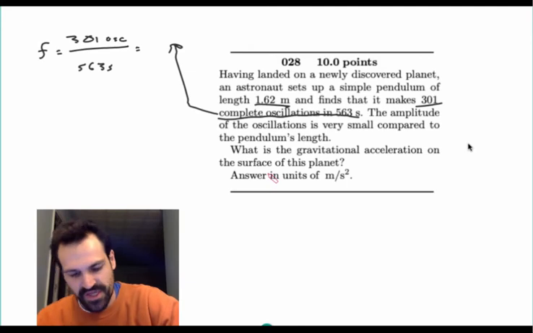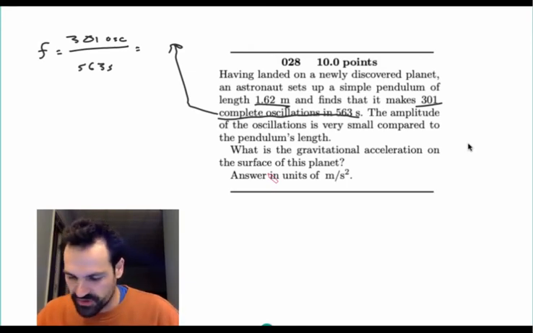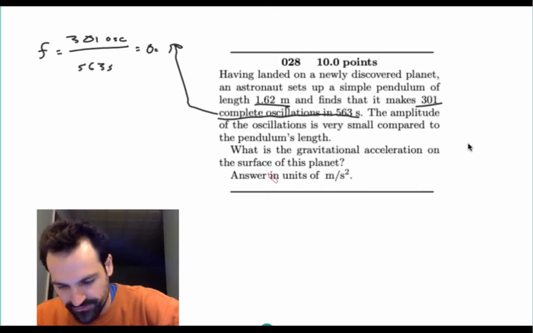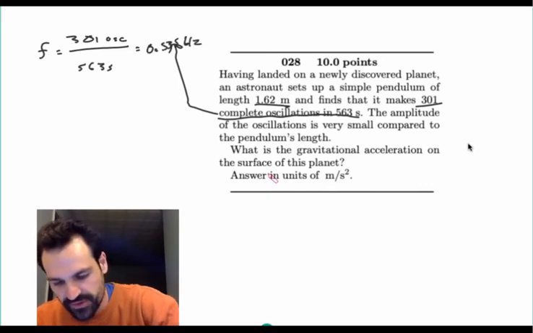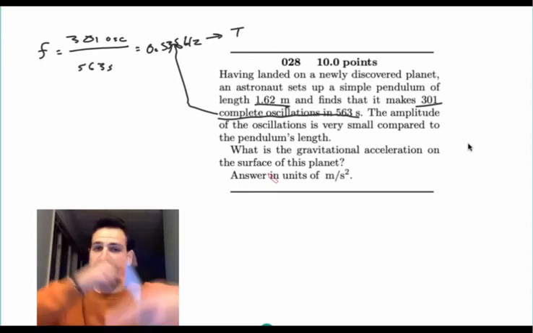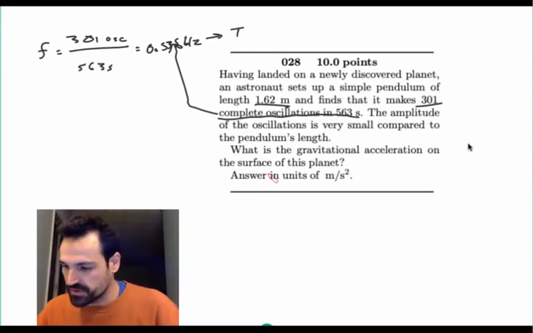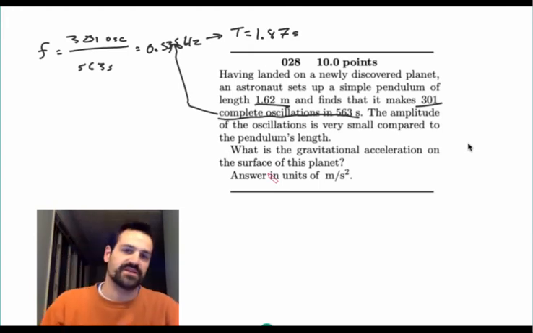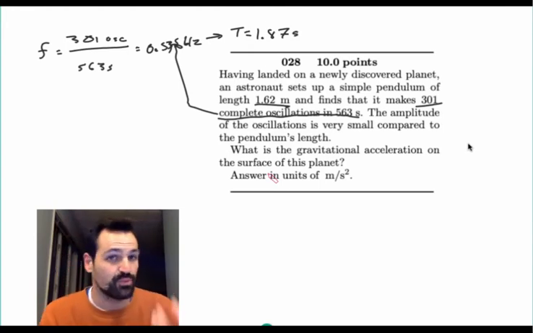So the frequency is oscillations per second. So 301 divided by 563 is 0.535 hertz, which also tells us the period because period is the inverse of the frequency. So if we do that, we're going to find the period of one oscillation is 1.87 seconds. So a little bit less than every 2 seconds it's going to swing all the way back and forth one time.